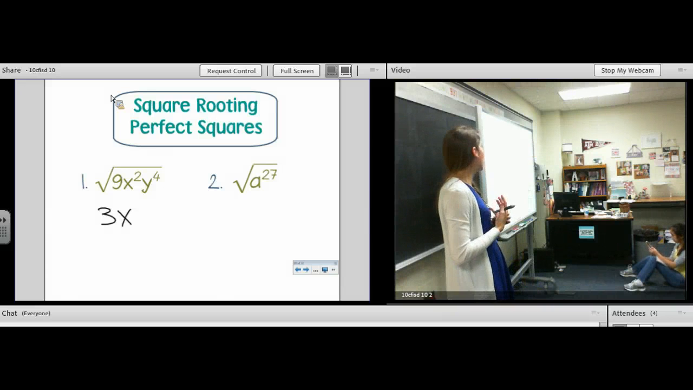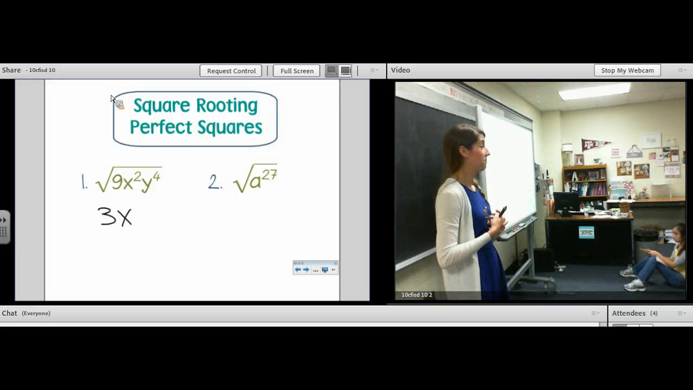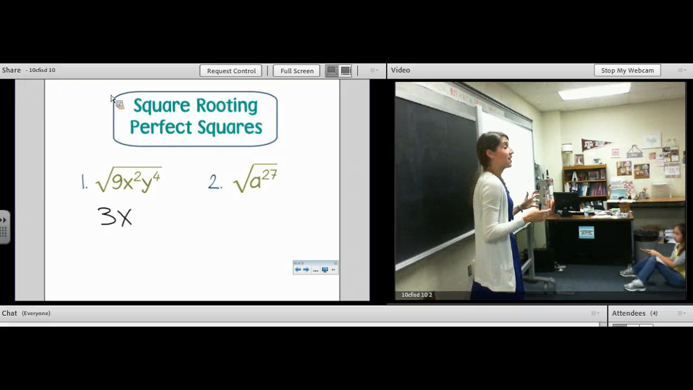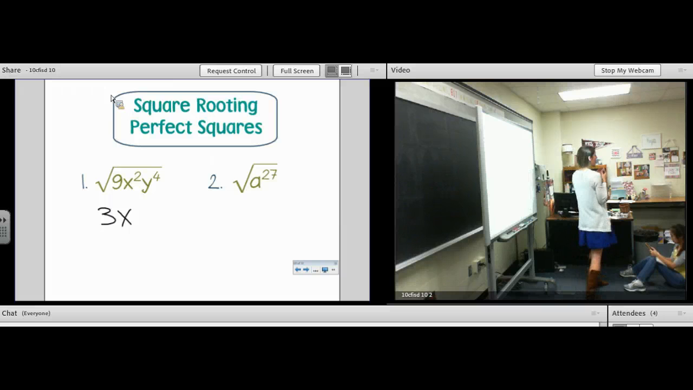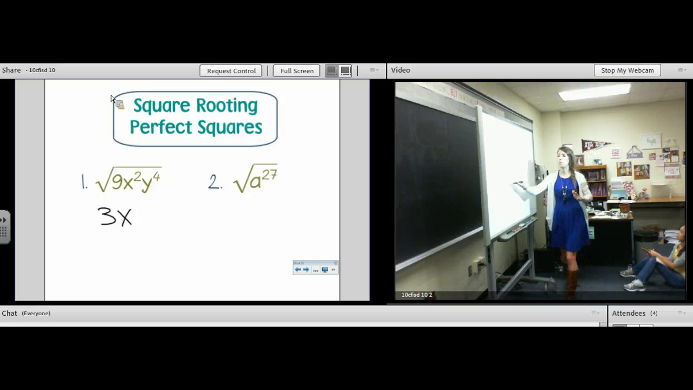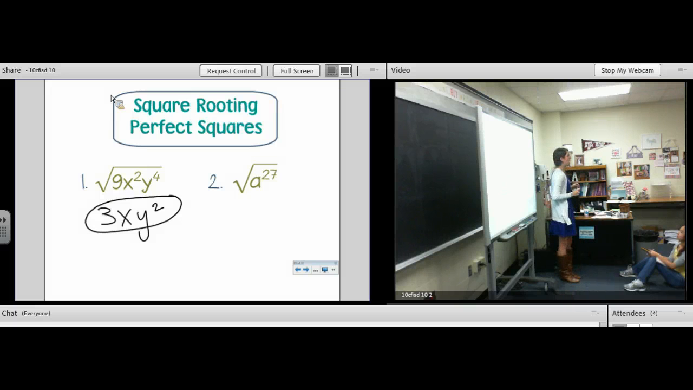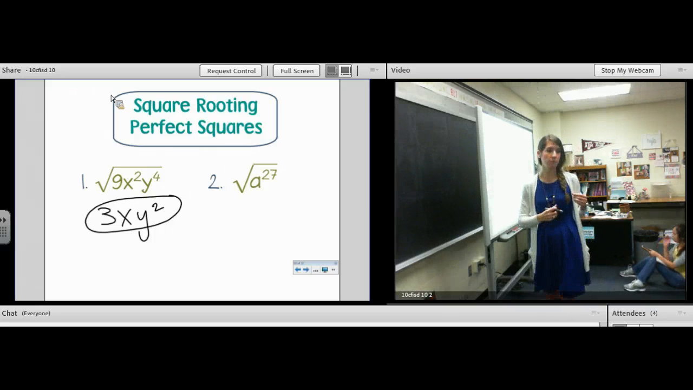What's the square root of y to the 4th? Y squared. So you're correct. What you're asking yourself is how many pairs, how many twins of y do I have? If there's 4 y's, how many pairs are there? 1, 2. So 2 pairs escape. If it is a perfect square, should your answer have a radical in it? No. Because the radical leaves because it's a perfect square.